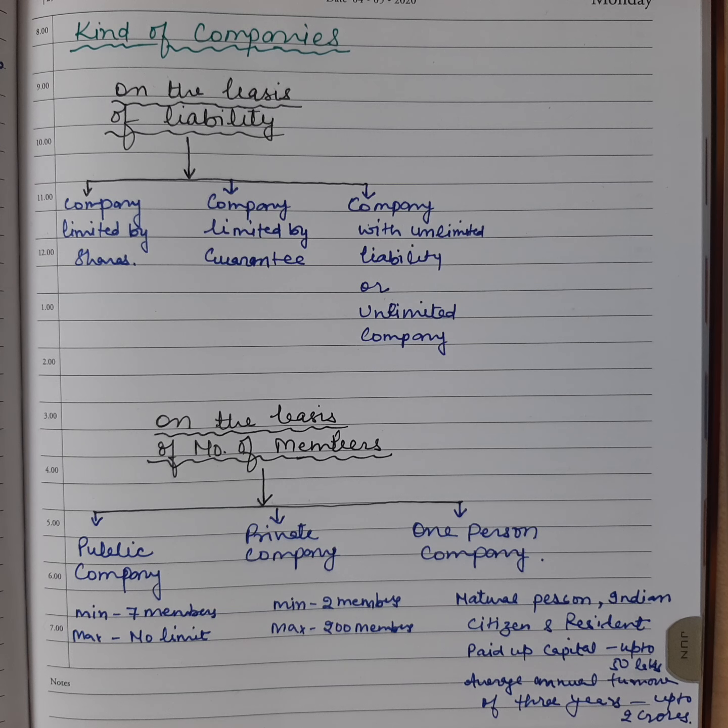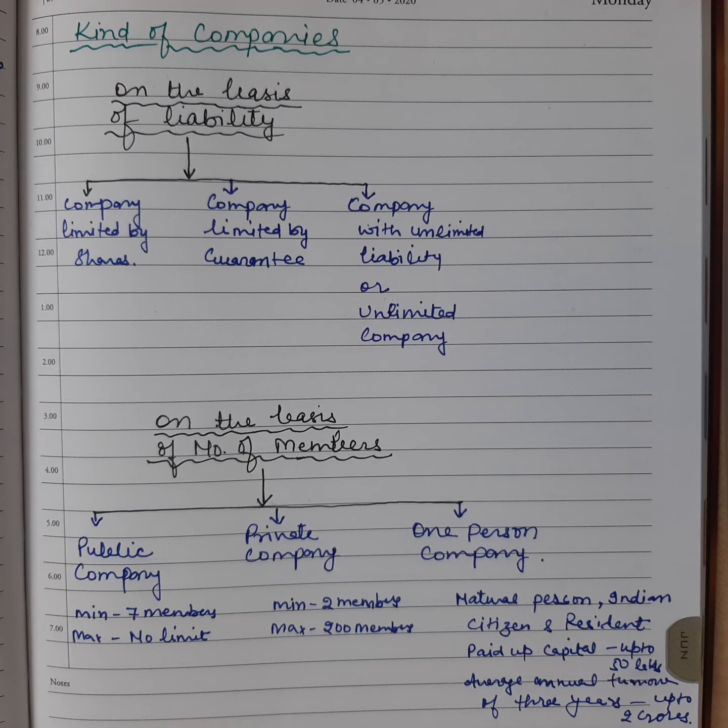Hi, in this class I explain the kinds of companies. A company can be classified on the basis of its liability or on the basis of the number of its members. First, let's understand on the basis of liability. On the basis of liability, a company can be limited by shares, limited by guarantee, or a company with unlimited liability, that is, an unlimited company. Let's first understand the company limited by shares.